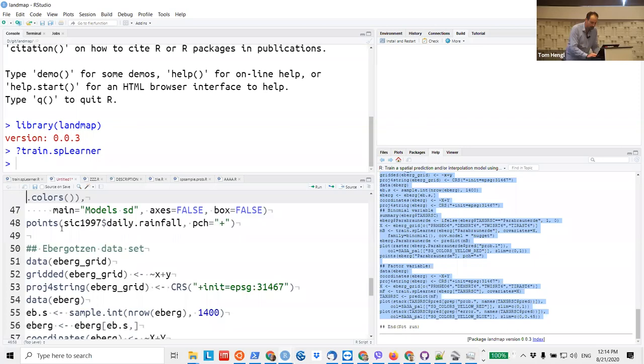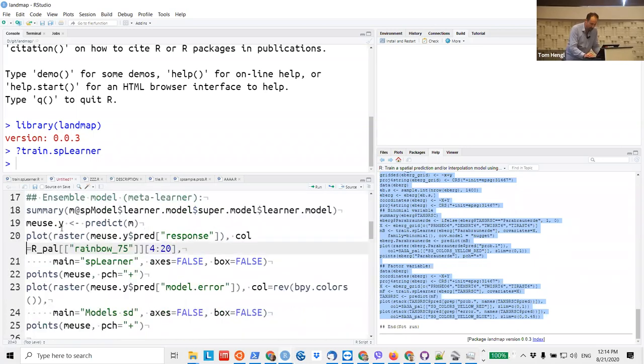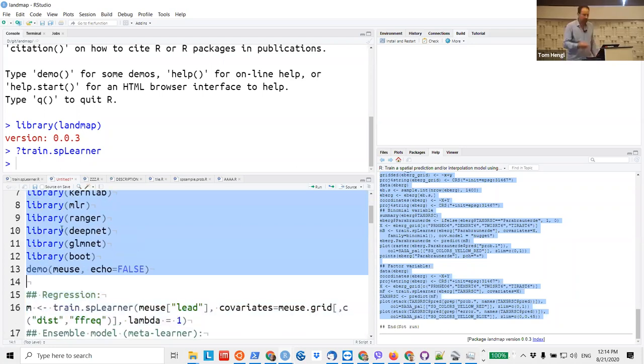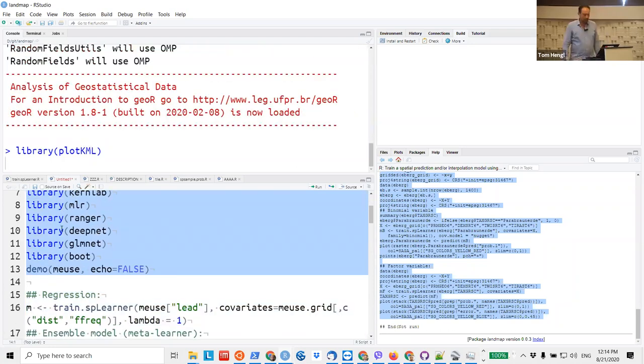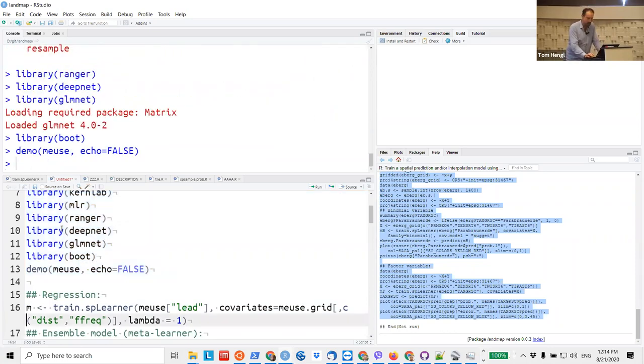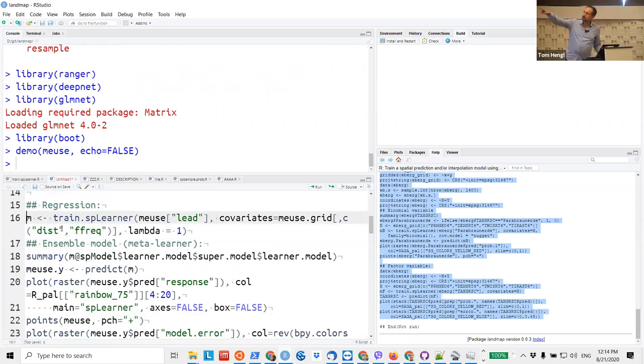So this is what I said, it's a Deus Ex Machina. I load the packages, I load the data set, it's the meuse data set, and then I need all these packages. And then I run just the train SPLearner. I said the lead concentration is my target, and these are the covariates. And this lambda I use because I need it for GOR; I cannot automatically estimate it. But I specified there's a log transform.